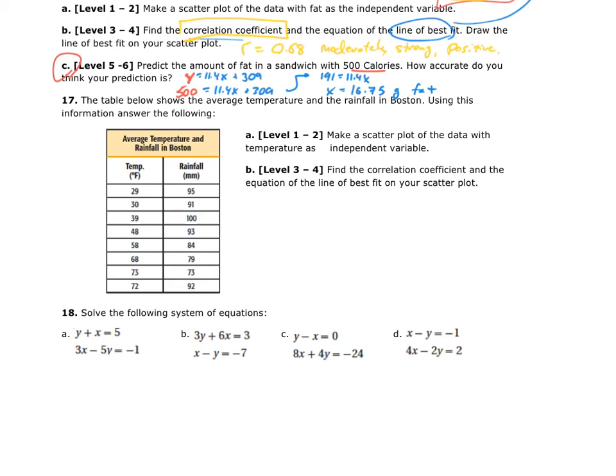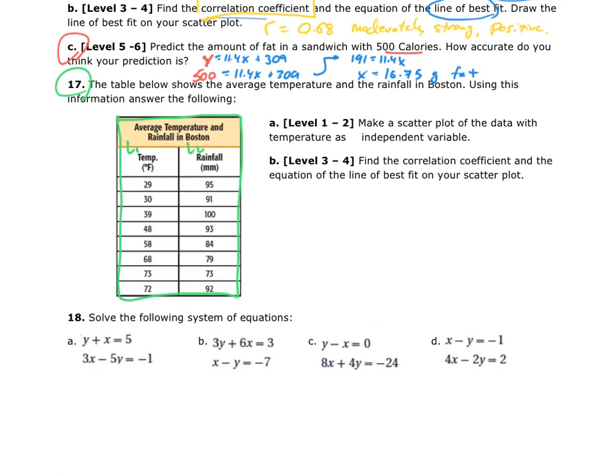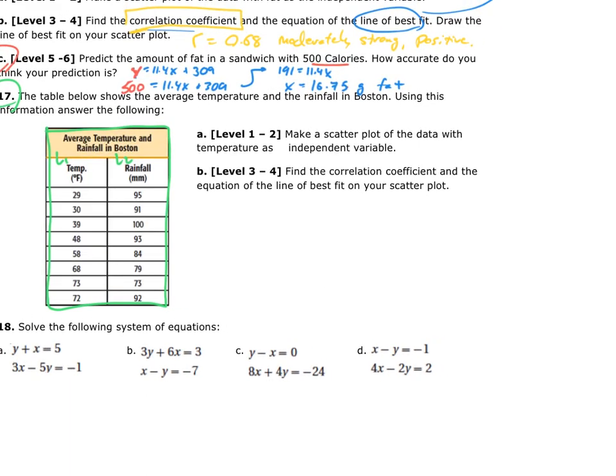So for 17, I took this data and I put it in the calculator. I put this in L1 and this in L2, and I did the same thing. If you don't know how to do that, check out my other video. This says make a scatter plot. We don't necessarily need to do that, but this would be temperature and this would be rain. So it looks like it's doing this, right? So as the temperature gets higher and higher, there's less rainfall. And we want to find an equation for this line, right?